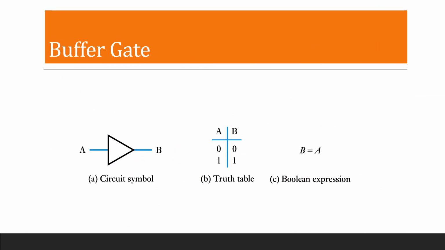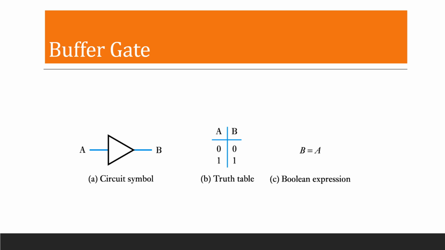Now let's discuss the buffer gate. A buffer is a basic logic gate that passes its input unchanged to its output. Its behavior is the opposite of a NOT gate. So whatever the input, we get the same as the output. If A is equal to 0, B is equal to 0. If A is equal to 1, B is equal to 1. And so the Boolean expression is B = A.